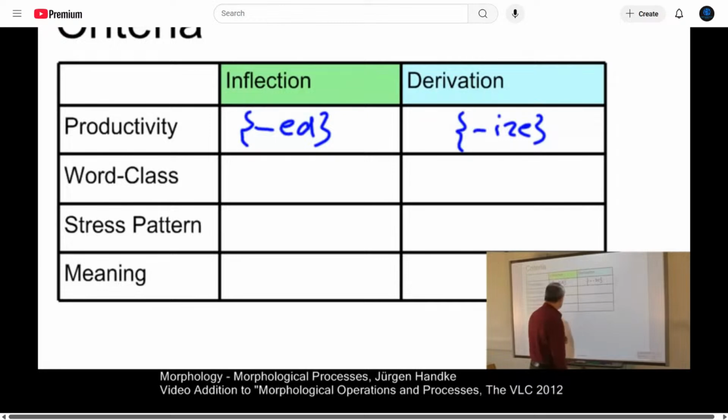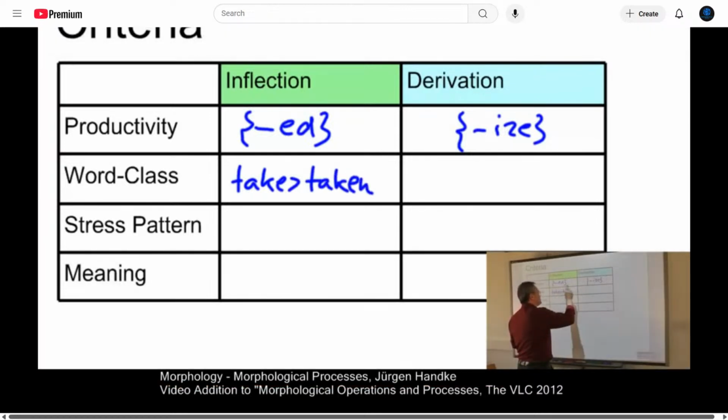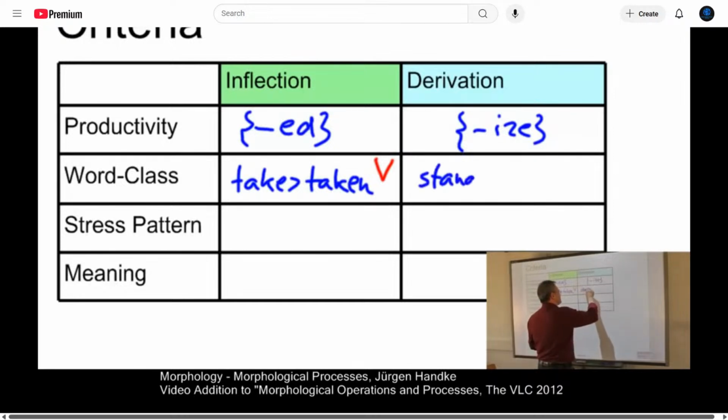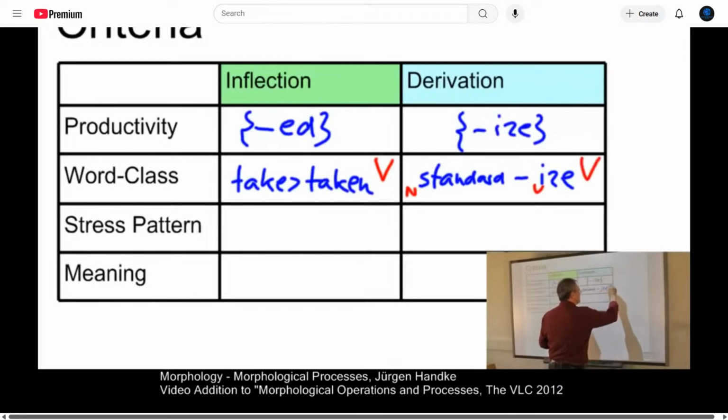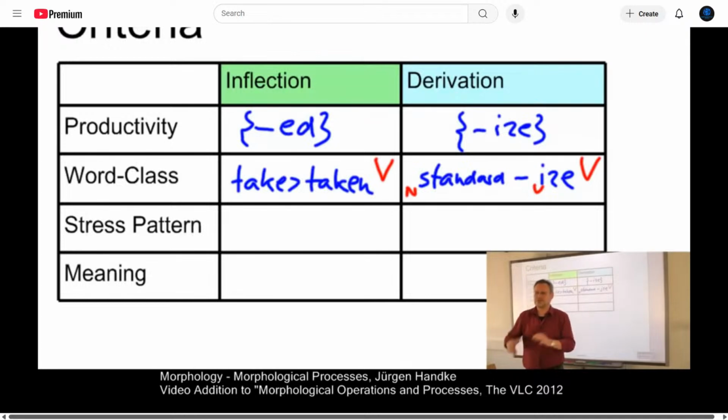The next criterion concerns the stability of the word class. Well, in inflection, the word class is not changed. So if we take something like take and taken, in both cases we have a verb. Whereas in derivational processes, if we take standard and standardize, we immediately see we have a noun here, but the whole thing becomes a verb. We have to be careful, though. The word class does not necessarily have to change, but it may change in derivational processes. In inflectional processes, the word class never changes at all.